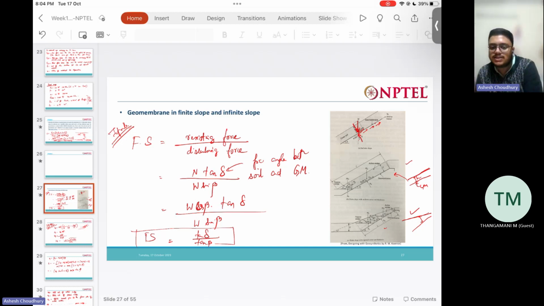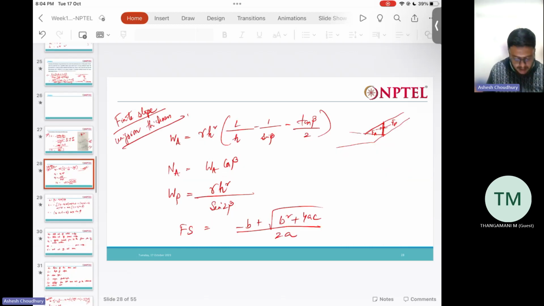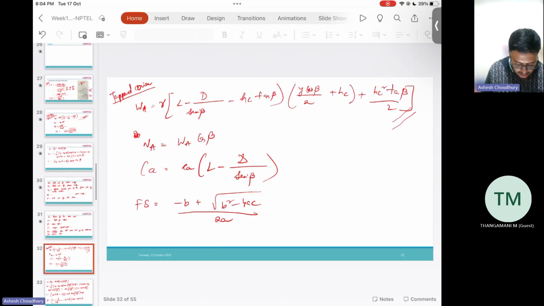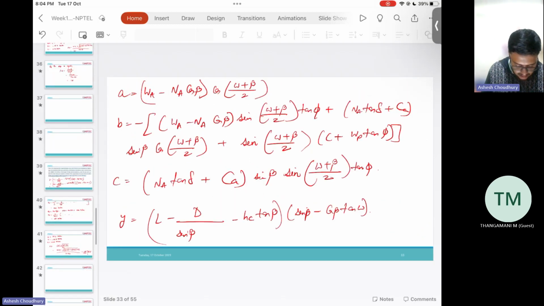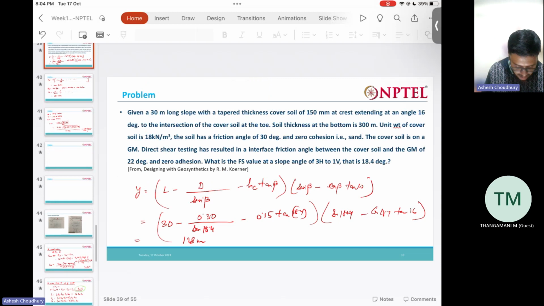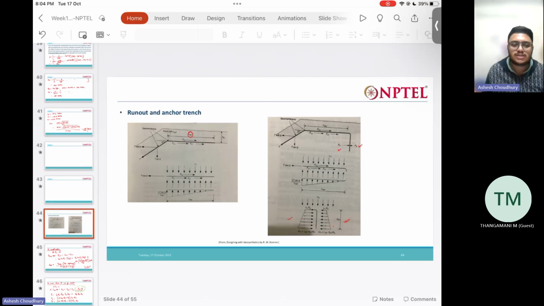For infinite slope, there were two cases: uniform covered soil and tapered covered soil, that we saw. And if you want to increase the factor of safety more, you can use the geogrid. We saw how with the help of geogrid we can increase the factor of safety. Then, at the last, we discussed the runout length and the end curtains.